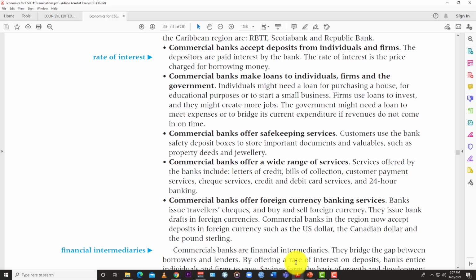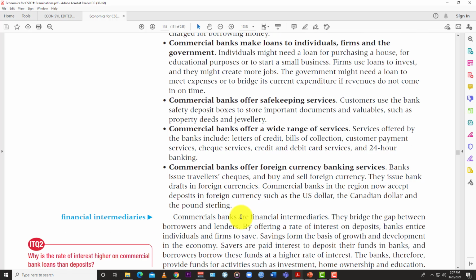Now, commercial banks offer foreign currency banking services. Banks issue travelers checks and buy and sell foreign currency. They issue bank drafts in foreign currencies. Commercial banks in the region now accept deposits in foreign currencies such as the US dollar, Canadian dollar, and the pound sterling.